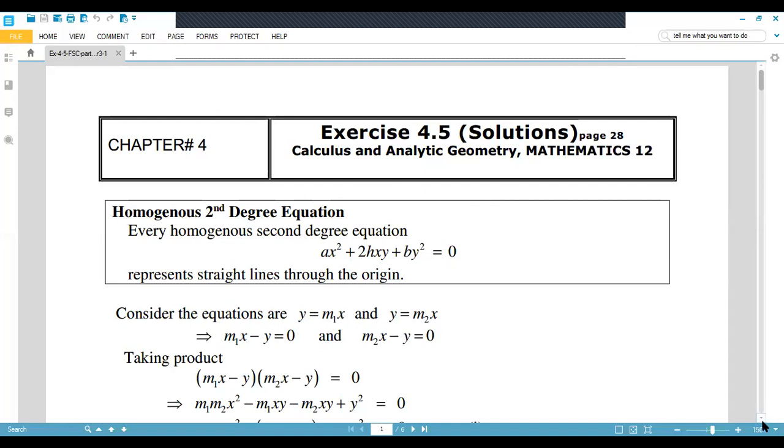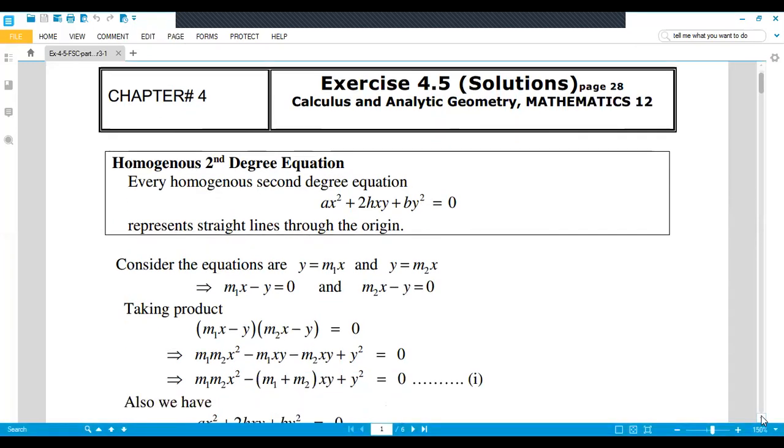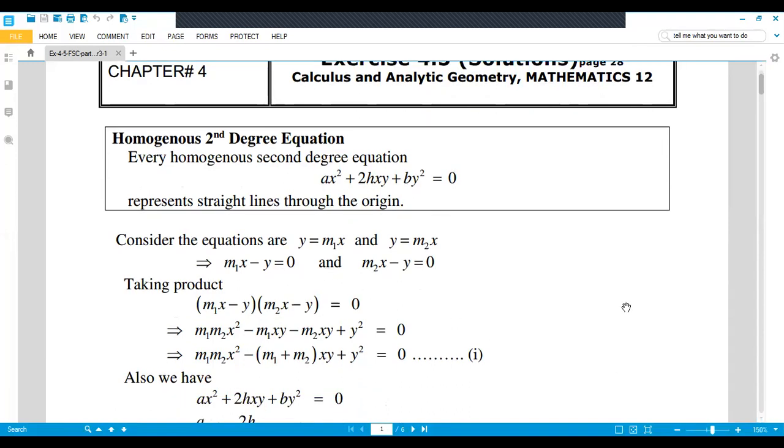Exercise 4.5. In this exercise, we will study homogeneous second degree equations. Every homogeneous second degree equation's general form is ax square plus 2hxy plus by square equal to 0. This is the general form of a homogeneous second degree equation, which represents straight lines through the origin. Consider the equation. Here the proof is given.